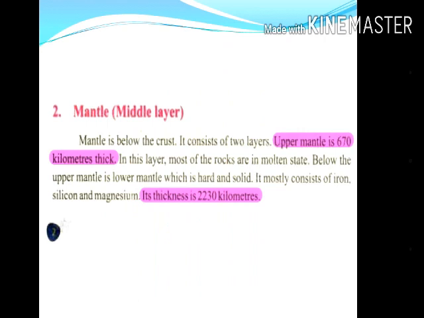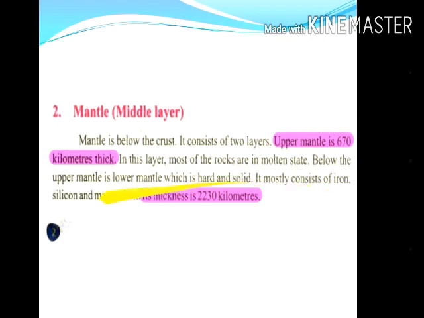The second or the middle layer is called mantle. And mantle is present below the crust. It consists of 2 layers, upper mantle and lower mantle. Upper mantle is 670 km thick. In this layer, most of the rocks are in molten or liquid state. It means the temperature here is very high.